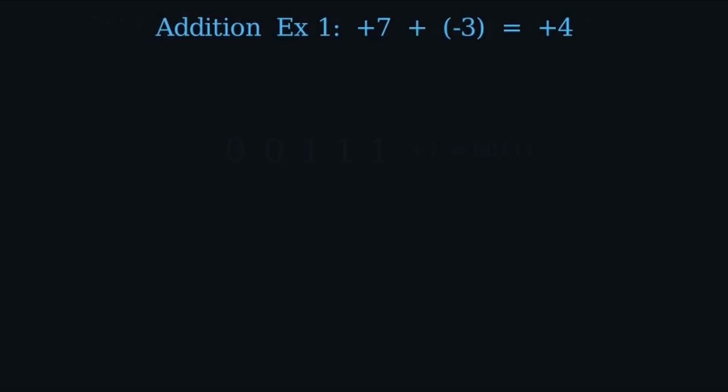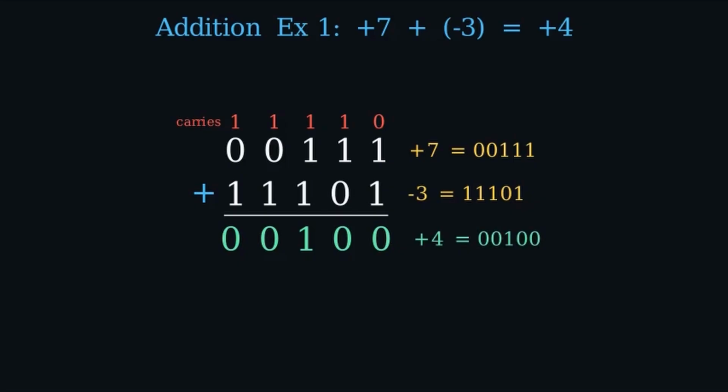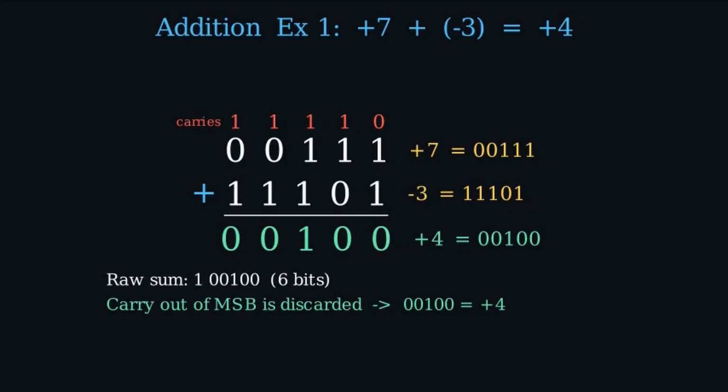So, first example, 7 plus negative 3. So we're going to write 7 and negative 3. We're going to add like normal. So remember the carries. Now on our last carry, if we have any extra, we discard them. So here we discarded 4, which is the correct number. And we didn't have to invert anything.